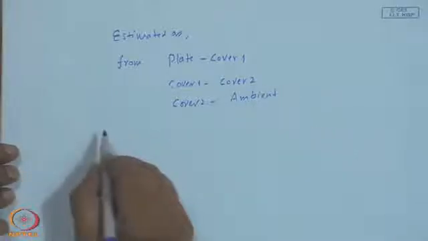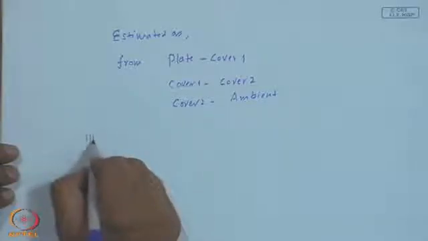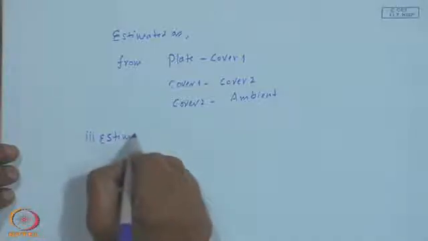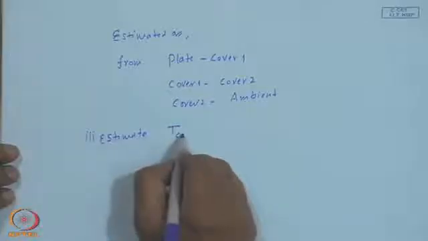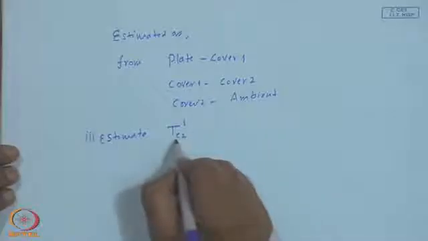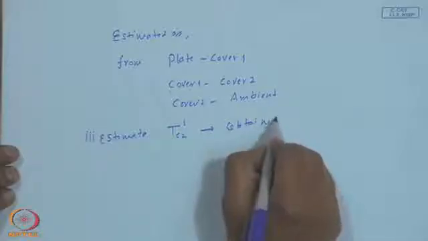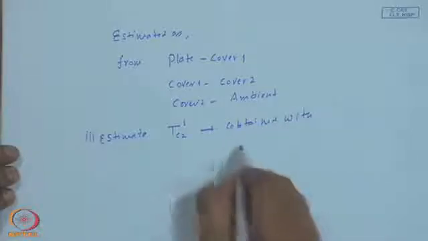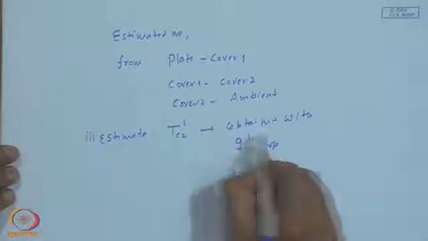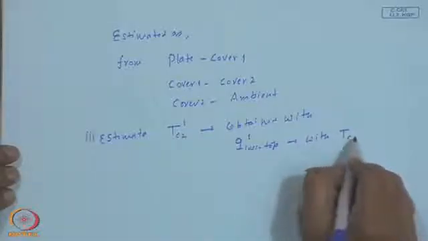So, let us estimate this Q loss top, which will help us estimate T c 2. Again I will qualify it with a superscript 1, that is T c 2 1, obtained with Q loss top 1 with T c 1 1.